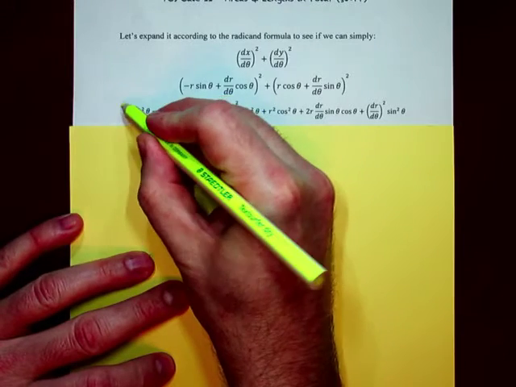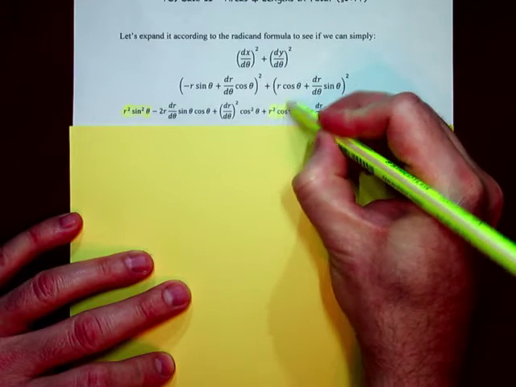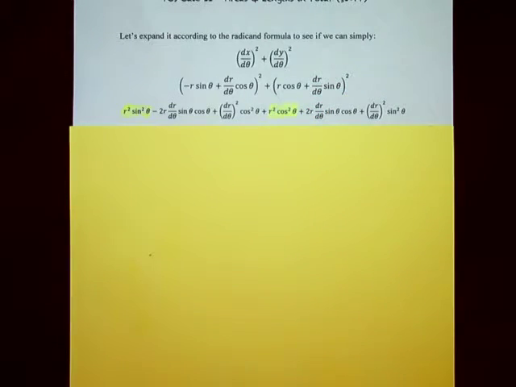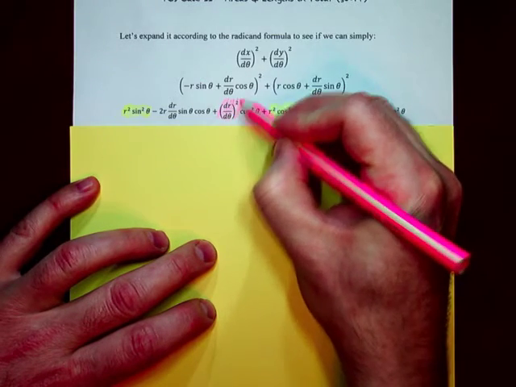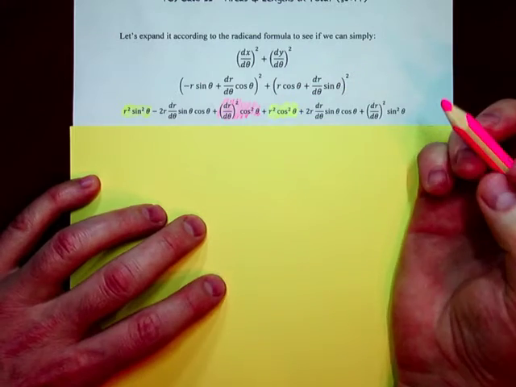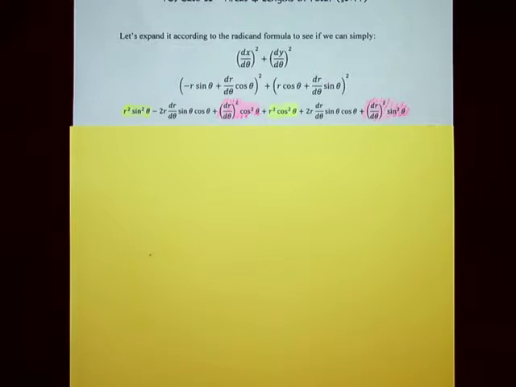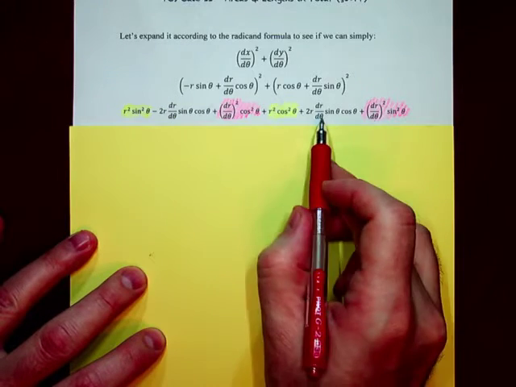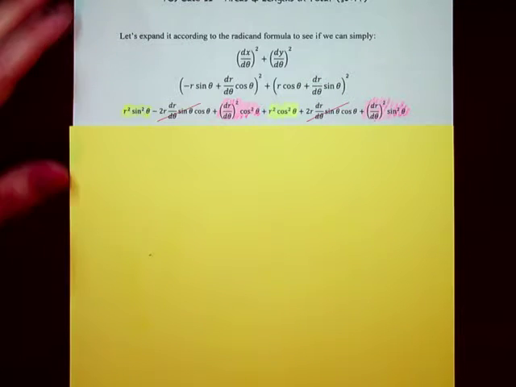Now, one thing that you may notice is, oh my gosh, here's an r squared sine squared theta, and here's an r squared cosine squared theta. I bet if I put those next to each other, that would be of benefit. Oh my gosh, here's dr d theta squared and cosine squared theta, and here's dr d theta squared and sine squared theta. If I put those close together, maybe it will be of benefit. What you also might notice is that this term and this term are negatives of each other. They are additive inverses, and therefore they cancel each other out.